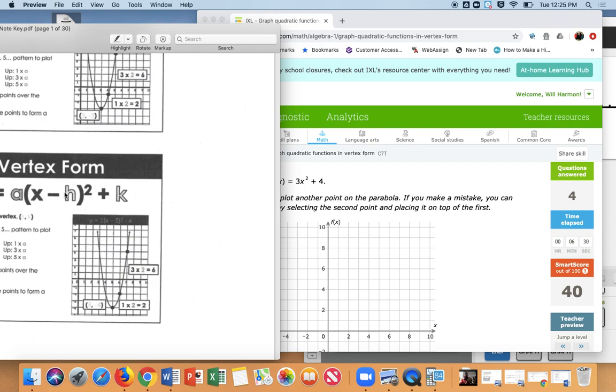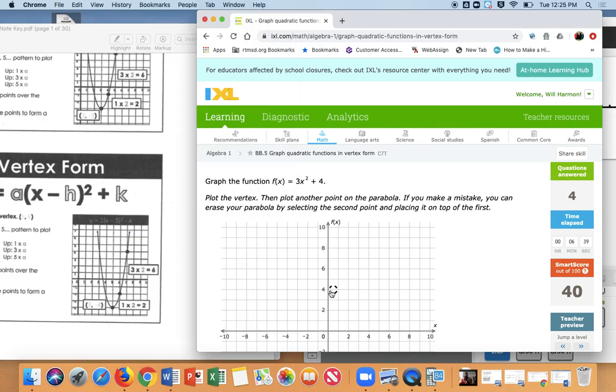X is in the parentheses with h. There is nothing with x in parentheses. And here, k is the number outside. So it's going to be 0, 4. This 3 tells me that it's going to open up.